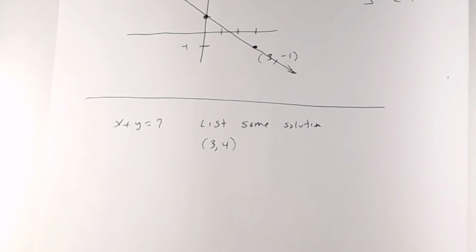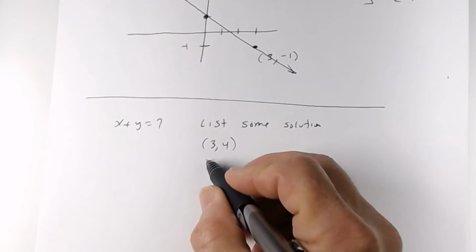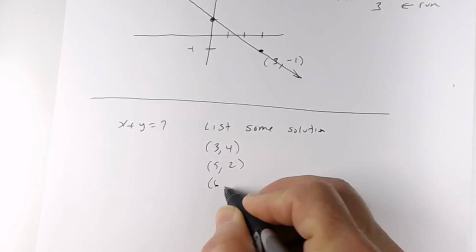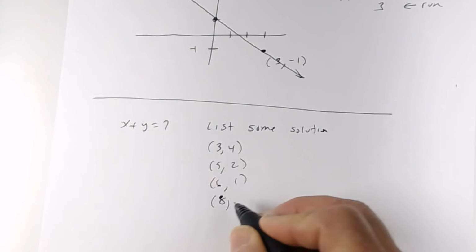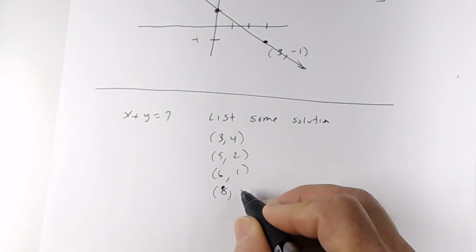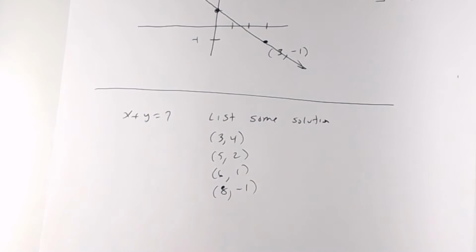What are some other solutions? 5 and 2, okay. 5 and 2 is a solution. 6, 1. Let's do some negative ones. 8 and what? Negative 1, good. Because 8 plus the negative 1 is what? 7. The point being that all of these are solutions. And how many solutions are there? An infinite number.